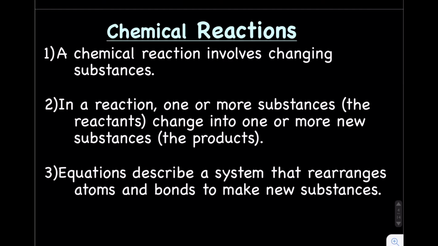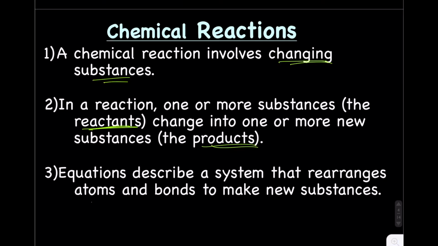So remember that a chemical reaction involves changing substances. You start with one or more substances, which we call the reactants, and they change into one or more new substances called the products. So with the reactants, the bonds are broken, and then molecules or atoms are rearranged and form new substances called products. And an equation is what we use to describe the rearranging of atoms and bonds to make new substances.